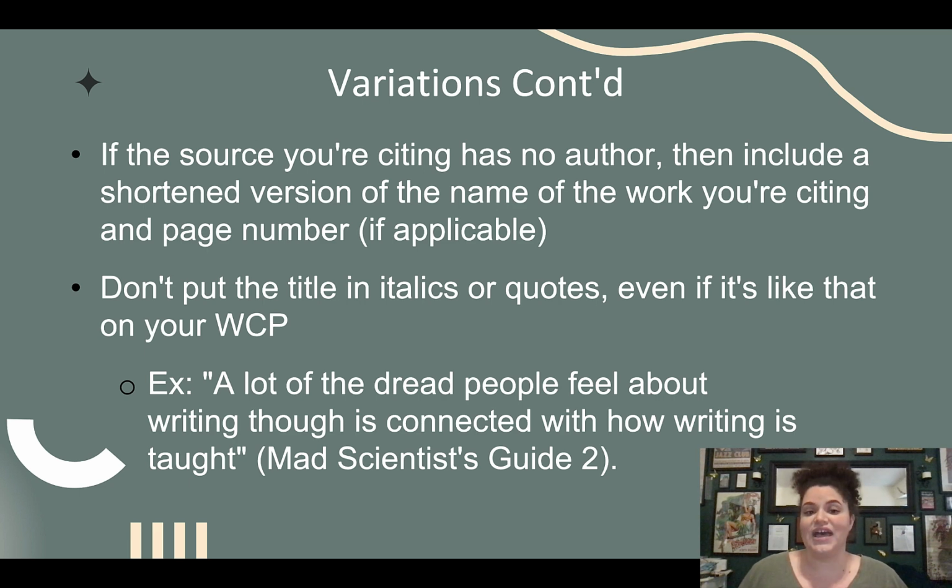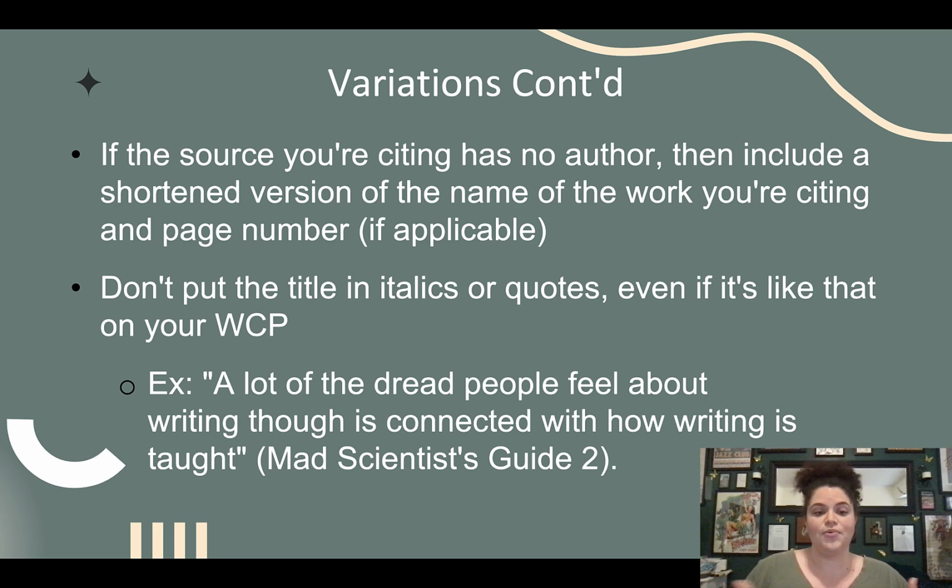When you put the name of the work in your in-text citation, you do not italicize it and you do not put it in quotes, even if it looks like that in your works cited page, okay? What goes in the parentheses, what goes in the in-text citation, should just be normal font like everything else. Not bold, not italicized, not in quotes, nothing. Even if it looks like that in your works cited page, okay?